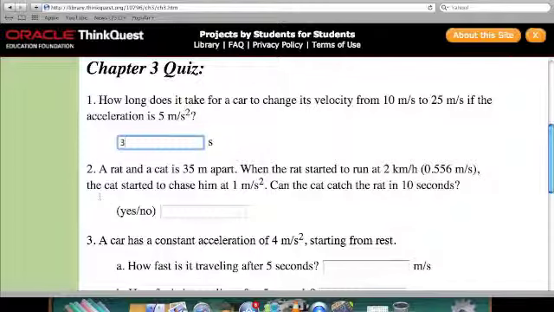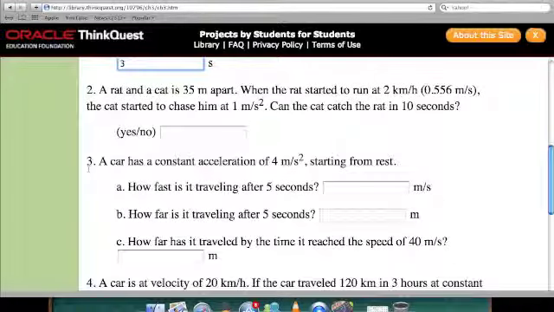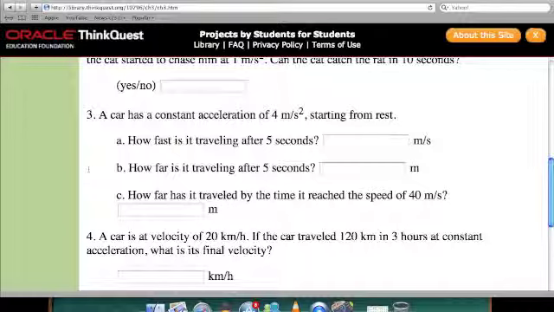We'll do this at the very end, or probably in the next video, because this is a long one. Okay, so let's see this one. A car has a constant acceleration of 4 meters per second square starting from rest.